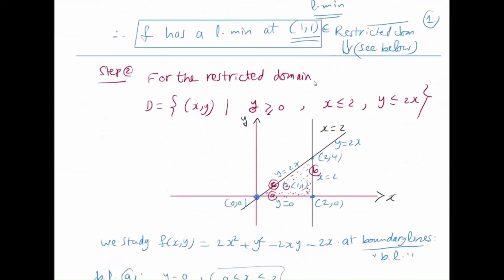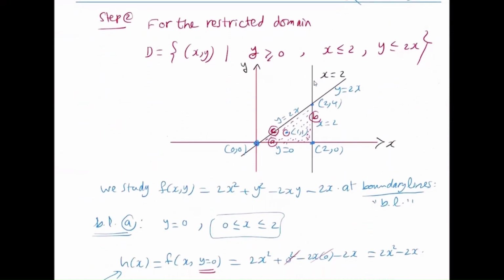Now, step 2, go for the restricted domain. This is the careful drawing of this closed and bounded region. Why do I stress the words closed and bounded description of the domain? Because we have a theorem about this domain.